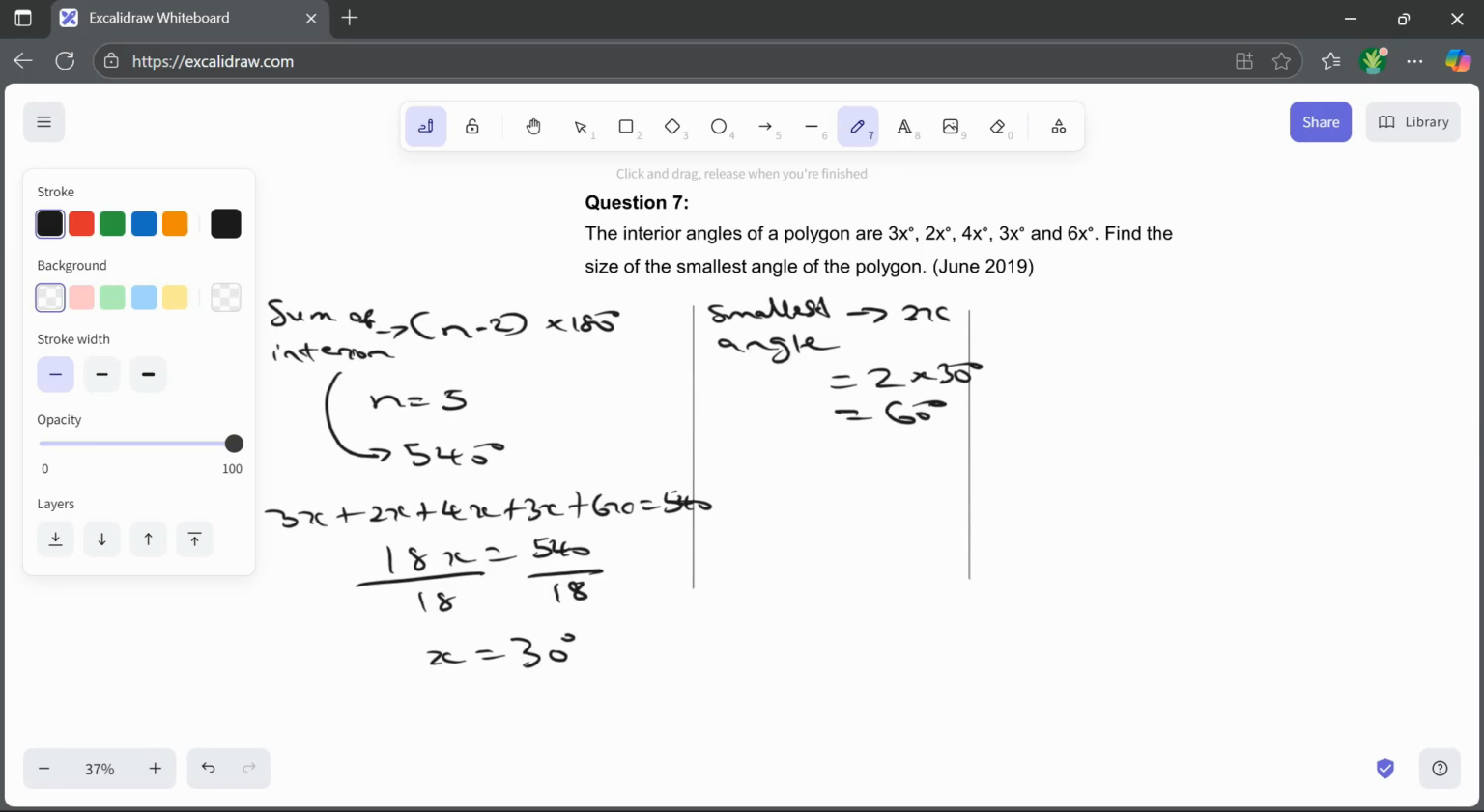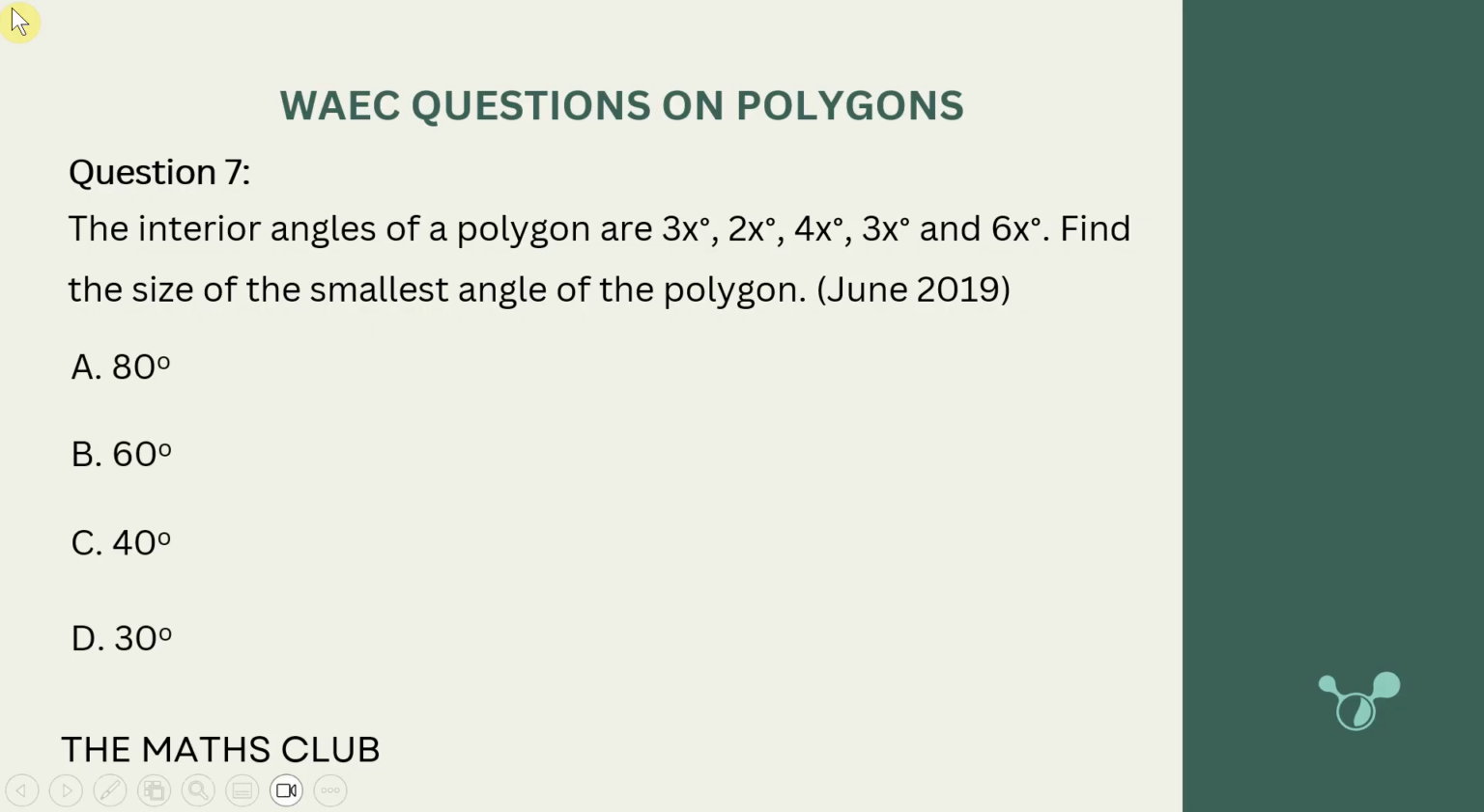Let's see if our answer is correct. That will be option B. You can see 30 degrees is here. If you are not careful and read the question properly, you just jump and pick 30 degrees, but the answer is meant to be 60 degrees. This is a trick question.